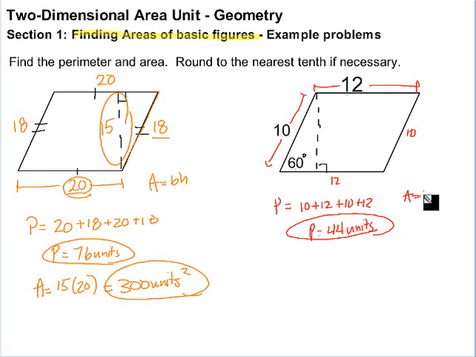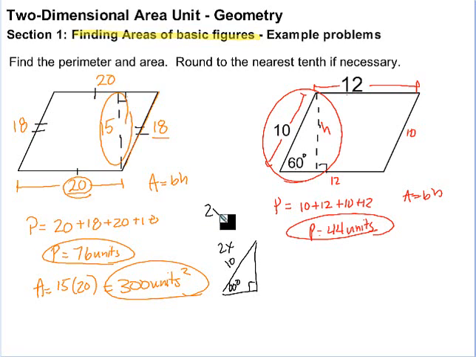Now to find the area, we want base times height. Our height right now we don't know. However, we do have this right triangle, and we can use this right triangle in order to help find our height. So recall how we do that. This is 60 degrees, this is 10. 10 is like our 2x side. So if 2x equals 10, we divide by 2, and our x is 5. Our x is this side over here, which is 5, and then our height is x square root of 3. Since x is 5, we say our height is 5 square root of 3.